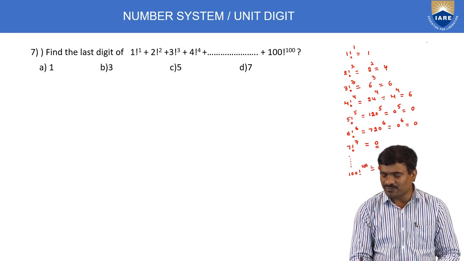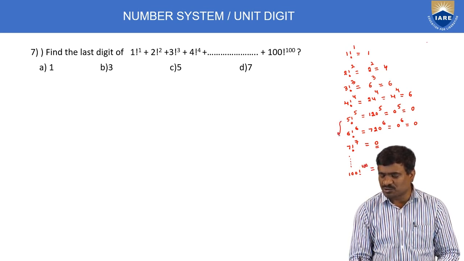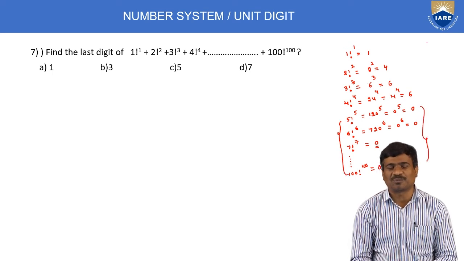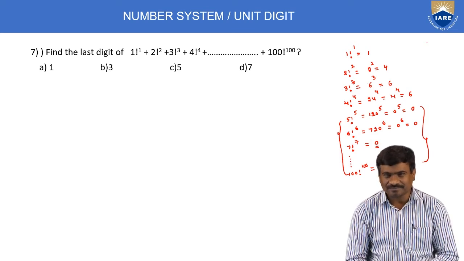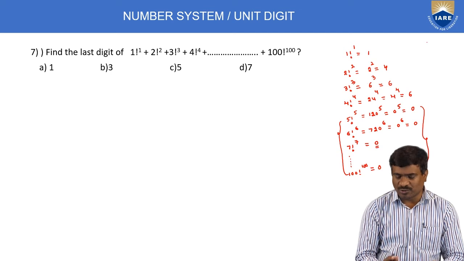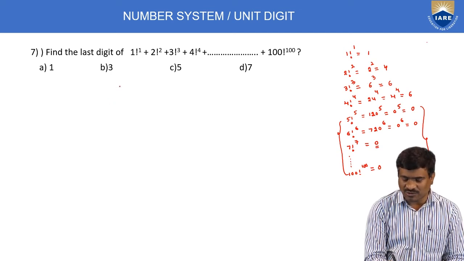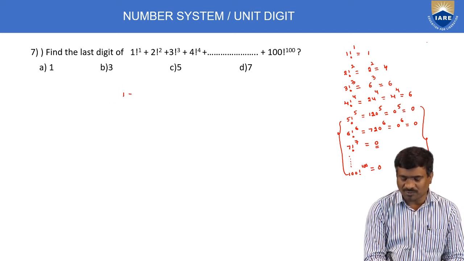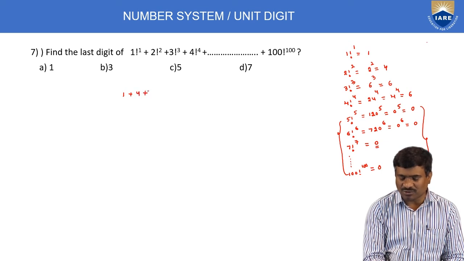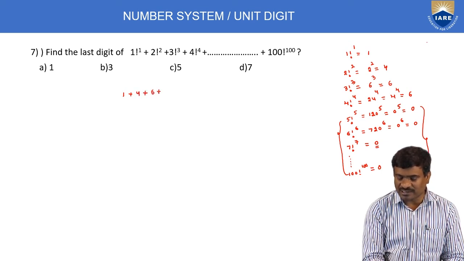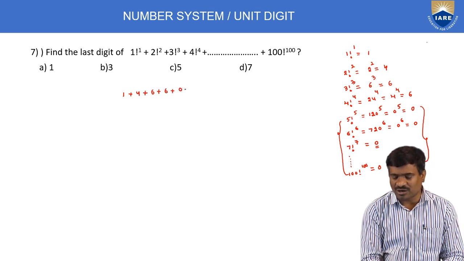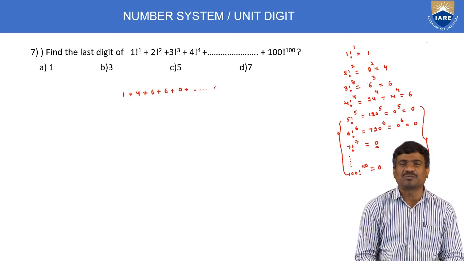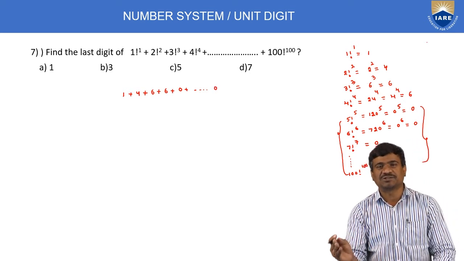Here note: 5 factorial, 6 factorial, up to n factorial, all these numbers have unit digit equal to 0. So consider only up to 4 factorial. Here 1 factorial is equal to 1. 2 factorial all to the power of 2 gives 4. 3 factorial all to the power of 3 gives 6. 4 factorial all to the power of 4 gives 6. And 5 factorial gives 0, and so on up to 100 factorial, 0. That part is negligible because it is 0.